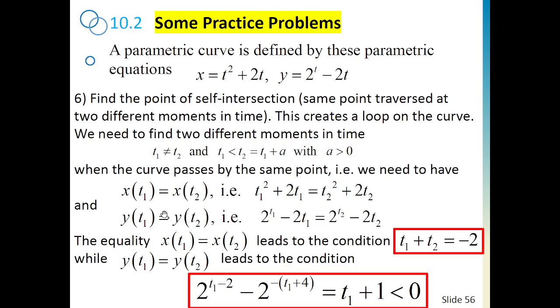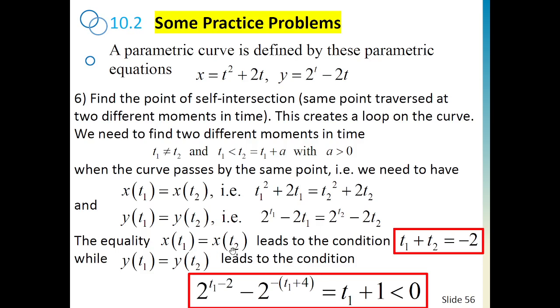x needs to be the same and y needs to be the same. So I just plug t1 and t2 into these expressions. So x at t1 needs to be equal to x at t2, and then y, expression here, at t1 needs to be equal to y at t2. So the principle is simple. Finding t1 and t2, that was something.